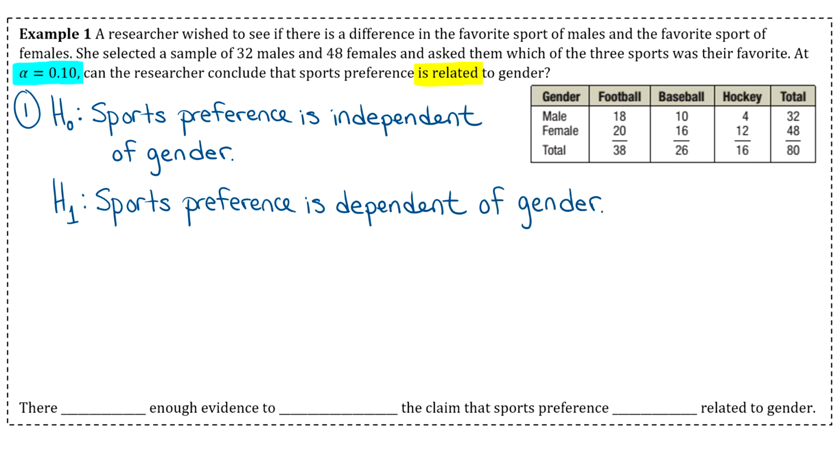And then either one can be your claim, so you just have to figure it out. So we're trying to conclude whether sports preference is related to gender. So if 2 things are related, that's the same thing as them being dependent. So related goes with dependent, unrelated goes with independent. So since this is the related one, we're going to label the alternative hypothesis as our claim.